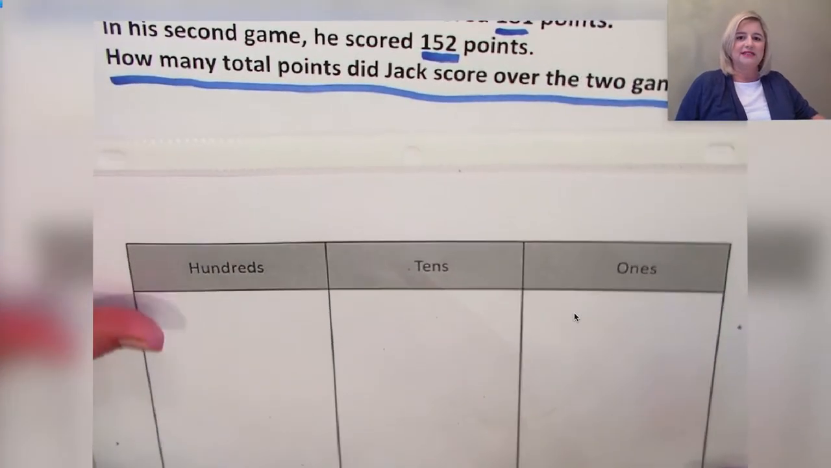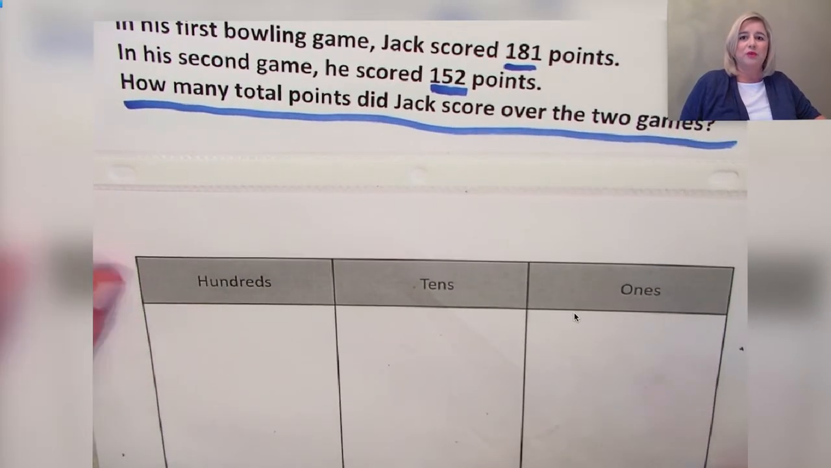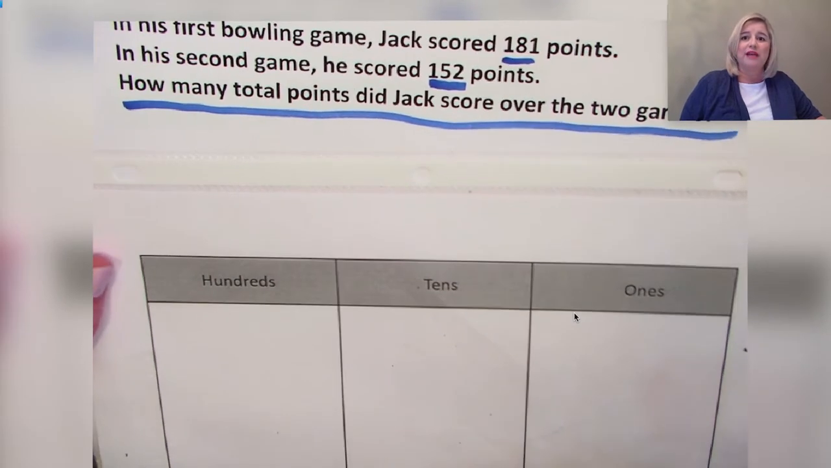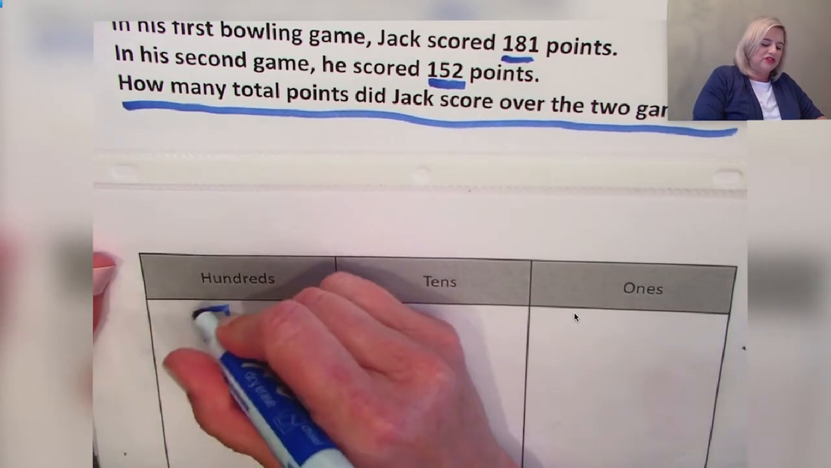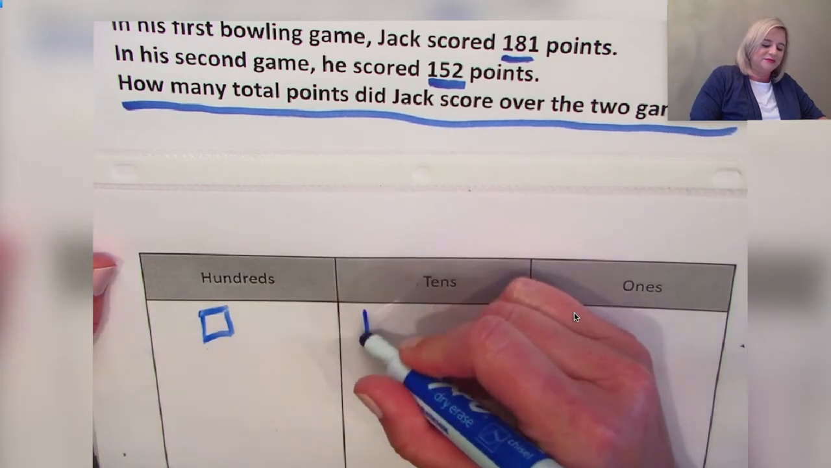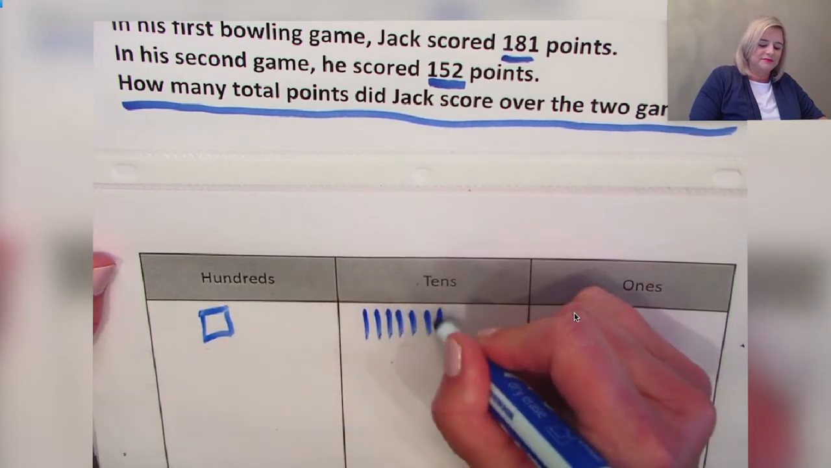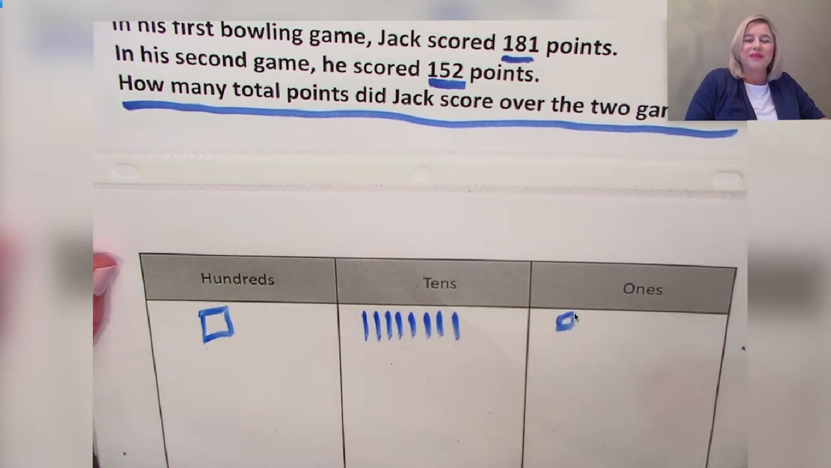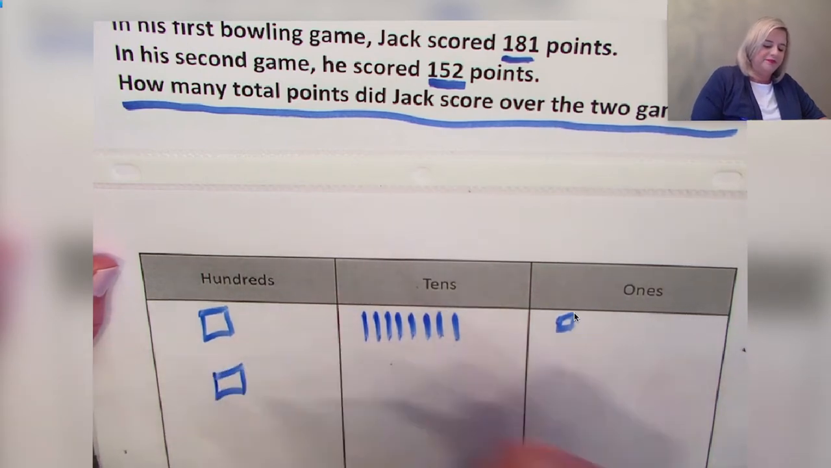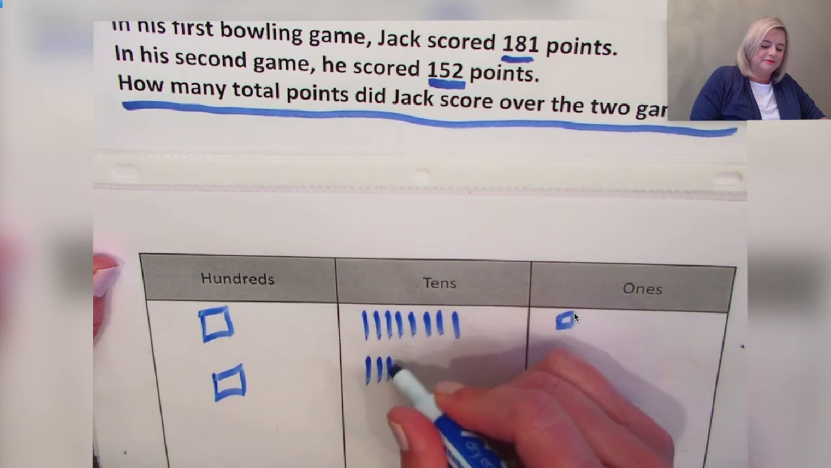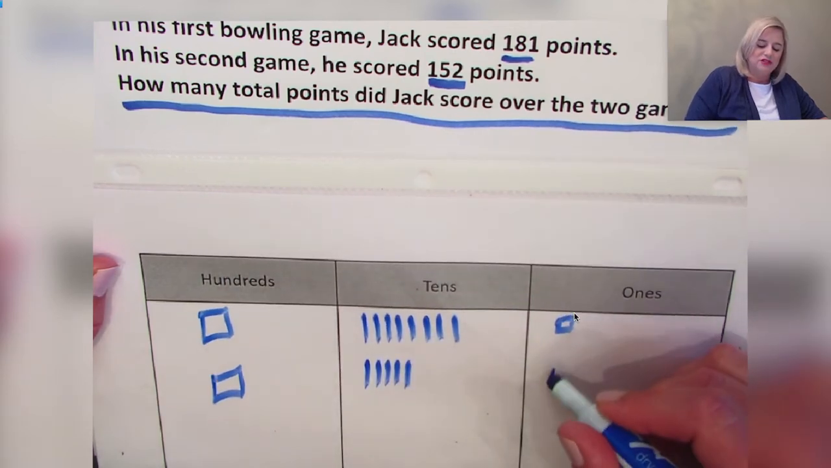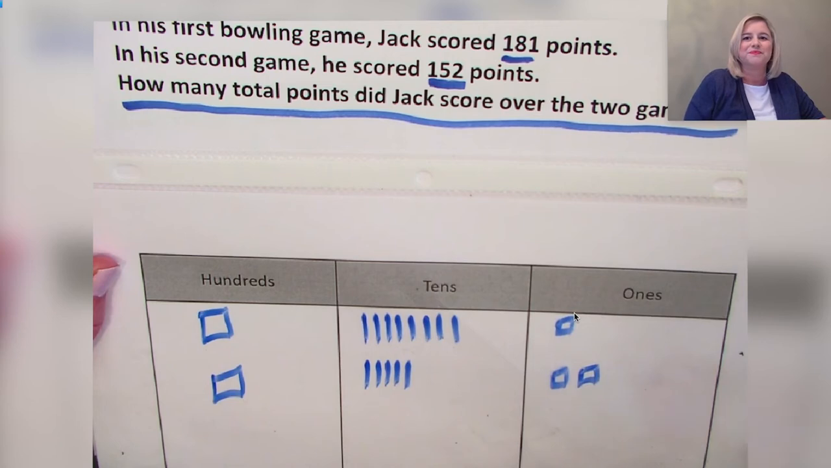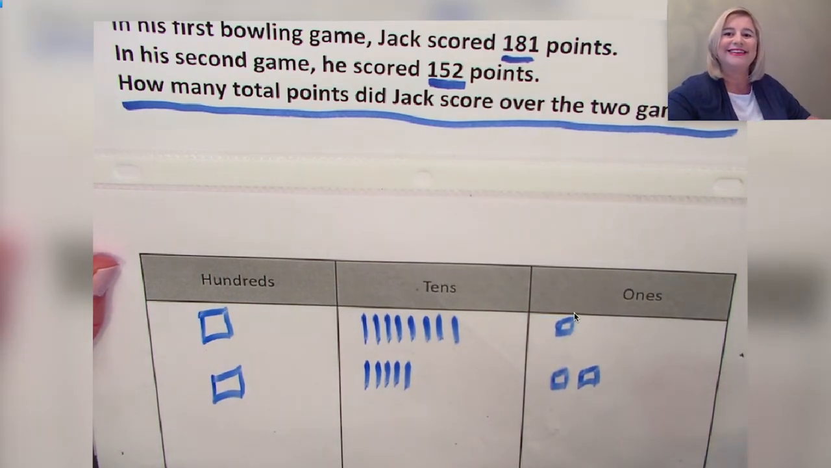And it tells us that he scored 181 points. So our first number, 181, is made up of 1 hundred, 8 tens, and 1 one. Now our second number, 152, is made up of 1 hundred, 5 tens, and 2 ones. Now, let's compare our model. Does your model look like mine?